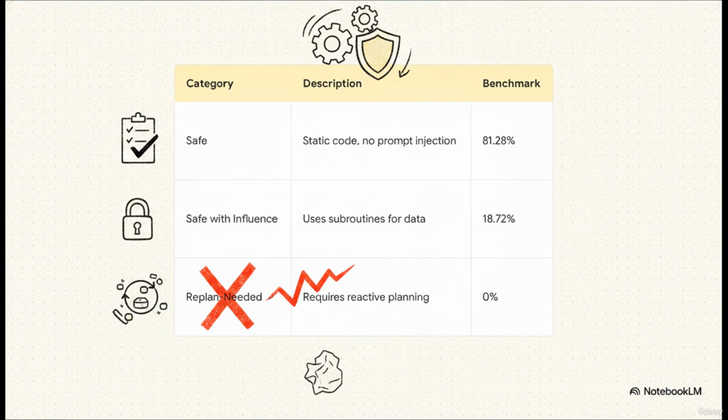Over 80%, 81.28% to be exact, of web tasks can be done purely with safe static plans using trusted APIs. Another 18% safely use bounded subroutines for data processing. This just means the agent is put into a tiny, locked-down sandbox just to summarize text where it physically cannot take any actions. And critically, check out that last row. Exactly 0% of the tasks required the high-risk reactive planning that makes React so dangerous in the first place. This means we can effectively neutralize the prompt injection threat without losing our agent's capability.